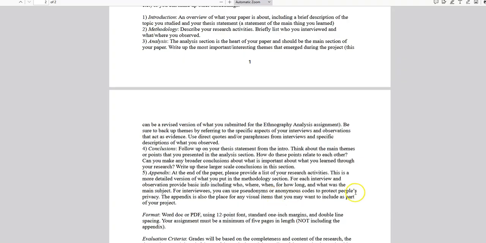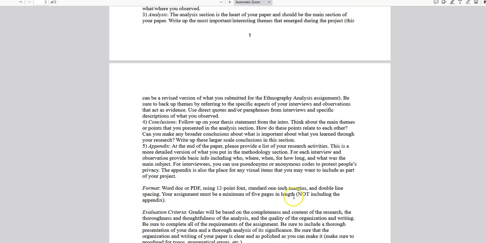You do not need to tell me the real names of the people that you interviewed, or for that matter, the real names of the places that you went. You can protect people's anonymity, that's fine. So it's not that I need to know people's identities, it's just that I need to know sort of who it was, what kind of an interview you did, etc., okay?